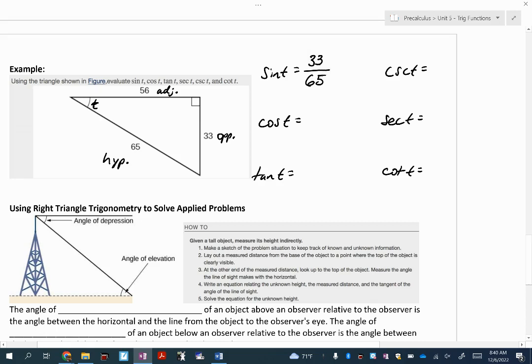And I think the logical next step is actually to find the reciprocal. So cosecant of angle t is just flipping that fraction, 65 over 33. The cosine of angle t is adjacent over hypotenuse, so 56 over 65. And let's find the secant, which is that reciprocal, 65 over 56. And finally, tangent is opposite over adjacent, so 33 over 56. And the cotangent would be to flip that fraction. And that's all 6.